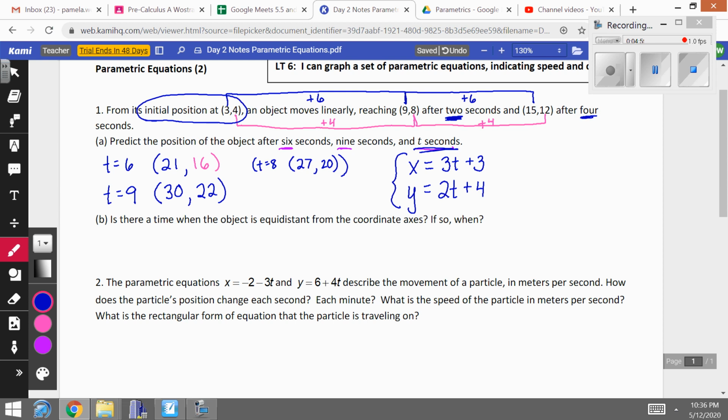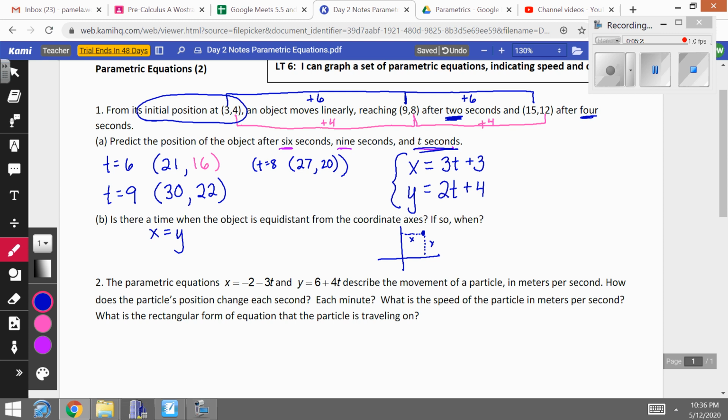If so, when? Think about if something is equidistant, that means it has the same distance. So if I were at a point here, this distance and this distance, we would want them to be the same. Well, the horizontal distance is your x coordinate and your vertical distance is your y coordinate. So really what we're saying is we want to know, when do x and y equal each other? Is there a time when x and y equal each other?